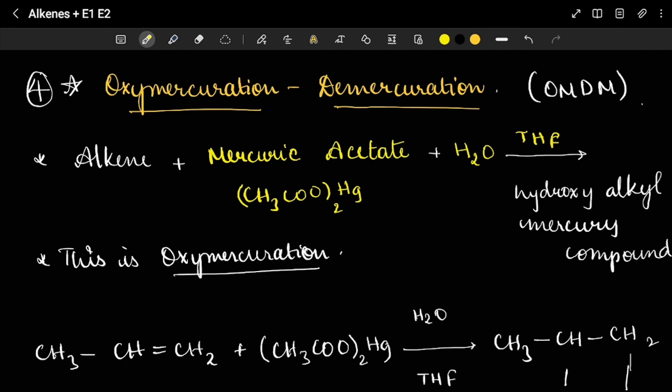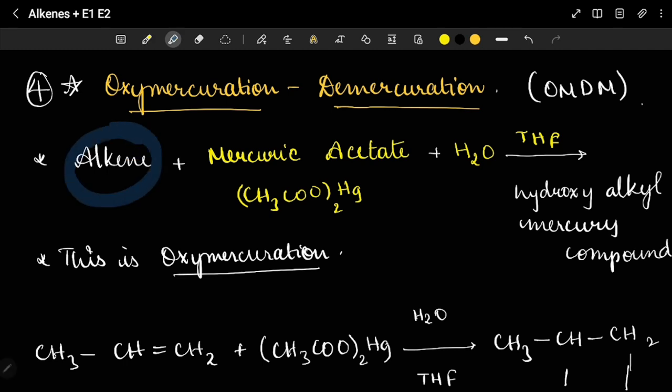So let us see first OMDM, or oxymercuration demercuration. What does the name suggest? Oxymercuration, something related with oxygen and mercury. Demercuration means something removal of mercury, right? So you take an alkene, add some mercury thing, and then a mercury compound is formed. That is oxymercuration. Very simple. That's what we'll see here.